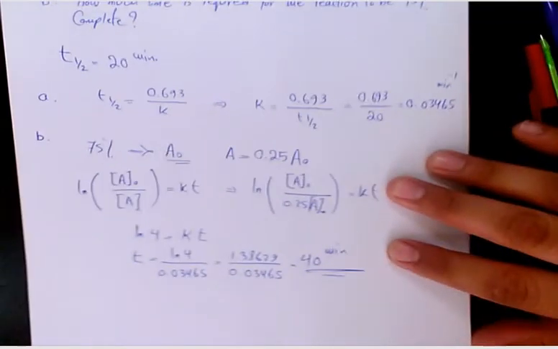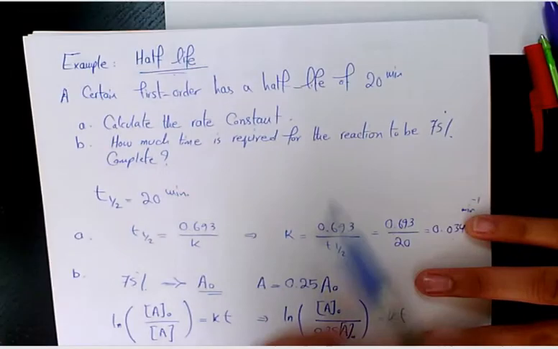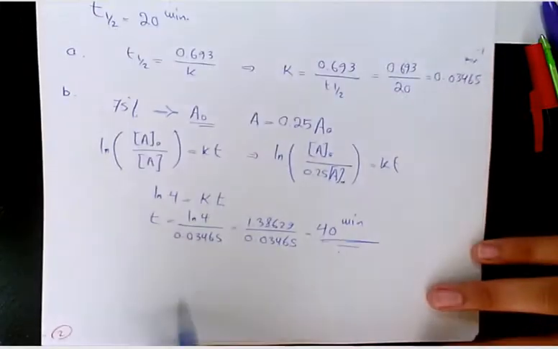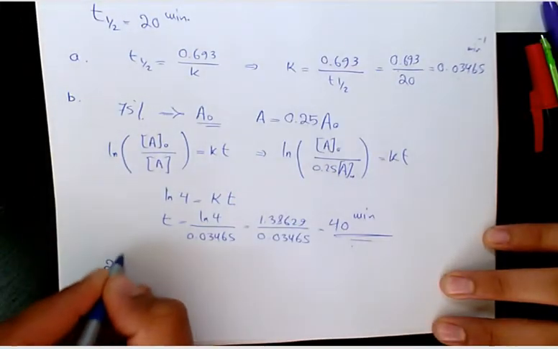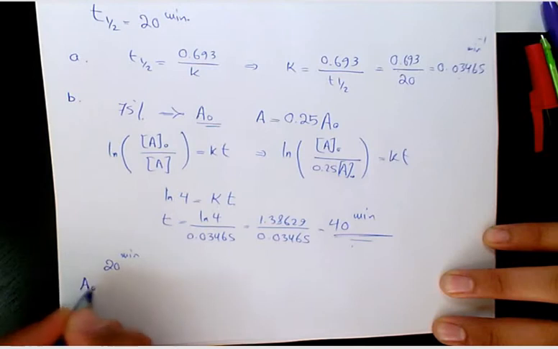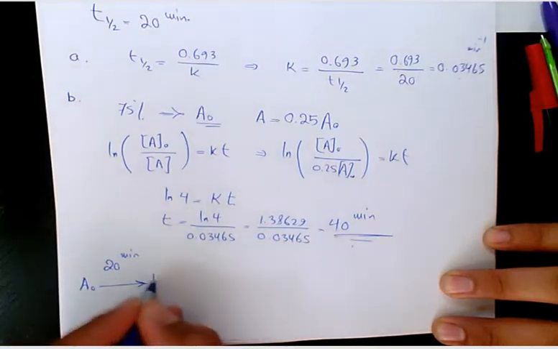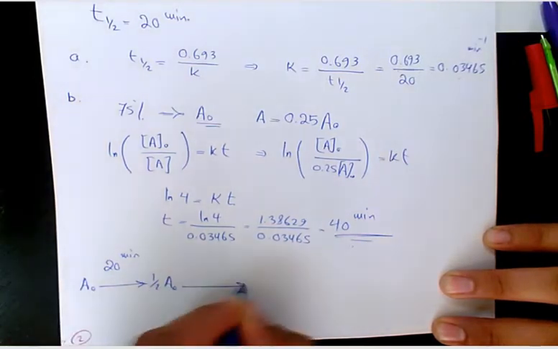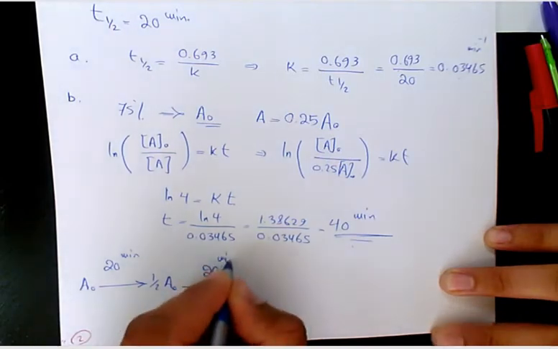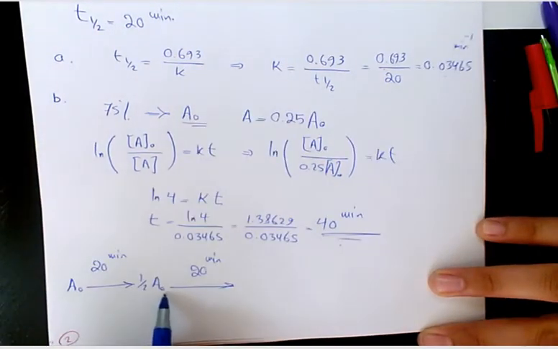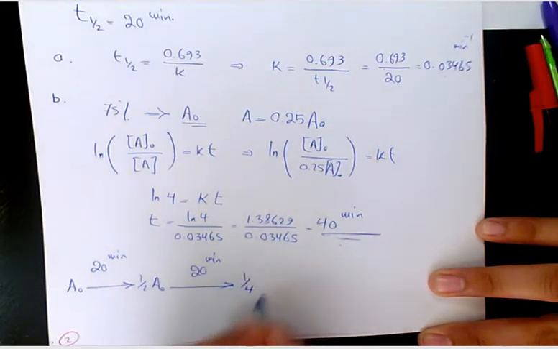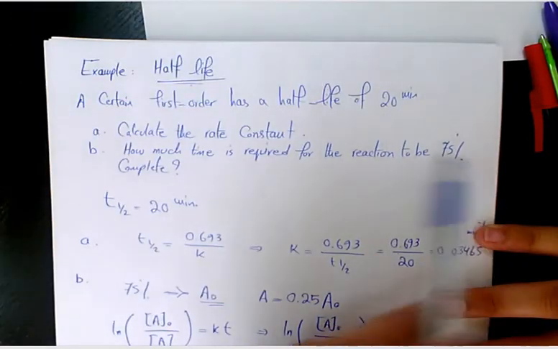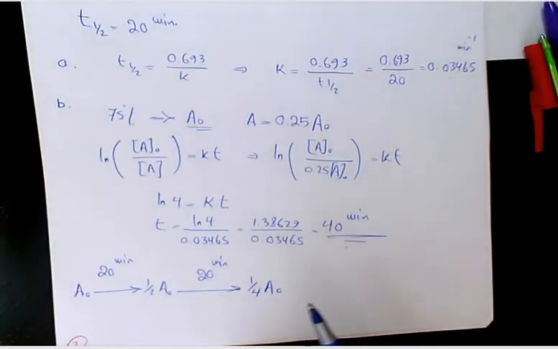And that makes sense. Why? Because the half-life is 20 minutes. So it means that after the first 20 minutes, the concentration changed from A naught to half of it. And for the second half-life, which is another 20 minutes, this half of A naught is going to be half again. So it's going to be 1 over 4 A naught. 1 over 4 is equivalent to 25%, which you saw here, 75% consumed. It means that only 25% is remaining.